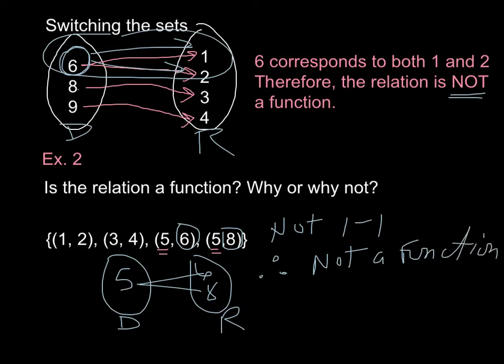The fact that it is not one-to-one, I don't have one value of the domain going to one value of the range. I have one value of the domain going to two different values in the range, tells me it is not one-to-one, and therefore it is not a function. Moving on.